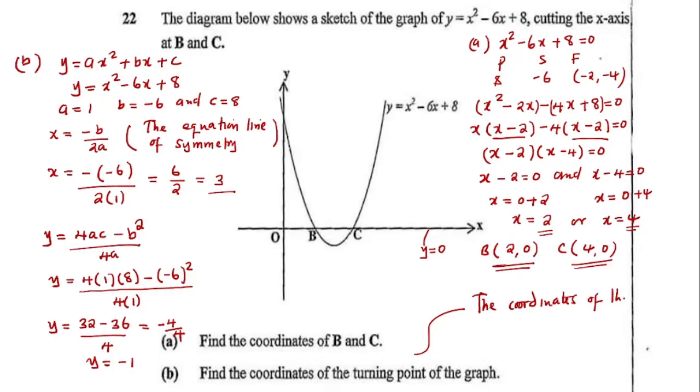So we can say that the coordinates of the turning point of the graph are: the x value is 3 and the y value is negative 1. We would have solved the whole question.